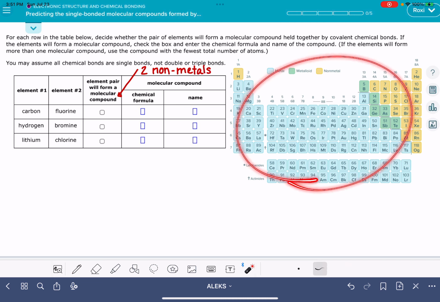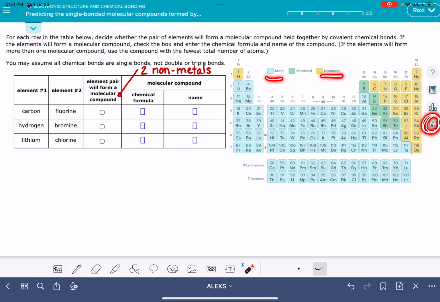ALEKS's periodic table is really handy for classifying elements as metals or nonmetals because it has really good color coding. ALEKS's periodic table is located on that button right there. So for my first pair, I have carbon, which is right here, and I have fluorine, which is right here. They're both yellow, which means that they are both nonmetals, and that means that yes, this particular pair of elements will form a molecular compound.